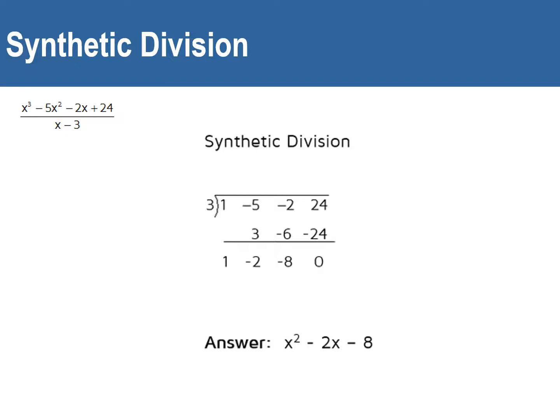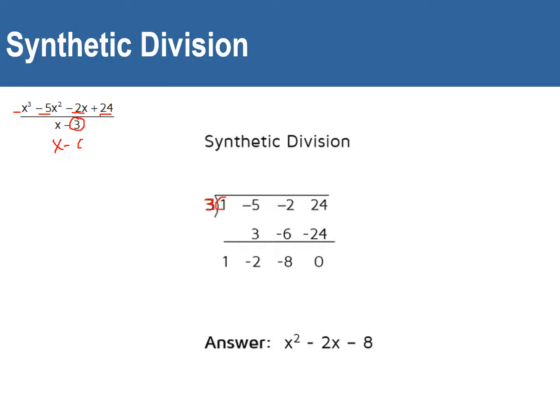We can do another method, that's synthetic division. Exact same problem. But instead, what we're going to do is, this is x minus c. So in this case, c is 3. So we're going to take the 3 and put it right there. And then we're going to take the coefficients of the polynomial in the numerator. So that's 1, negative 5, negative 2, and 24, and list them here.